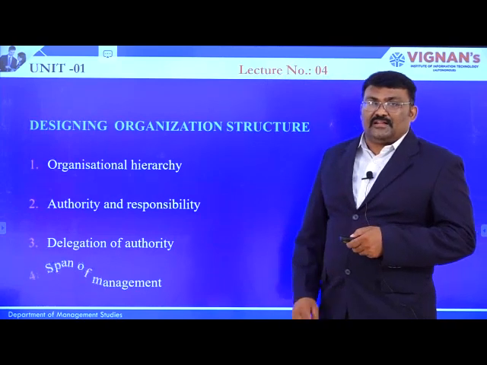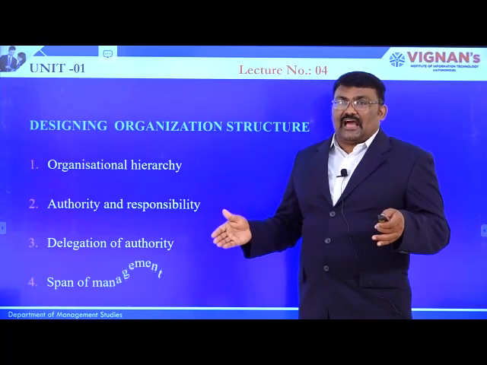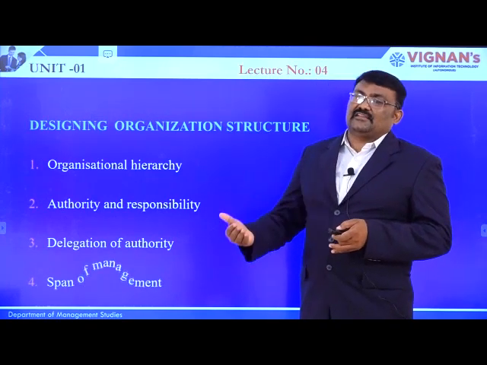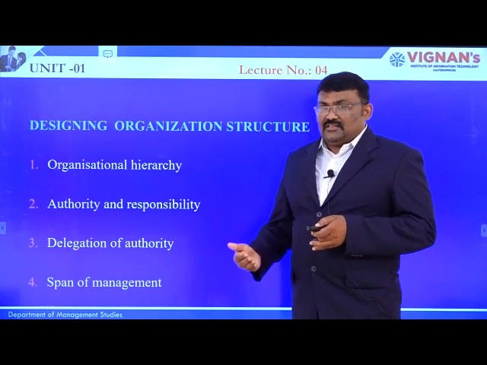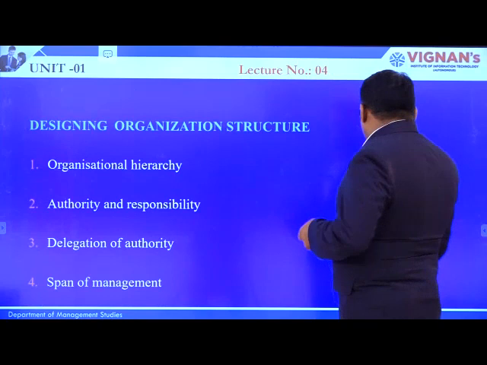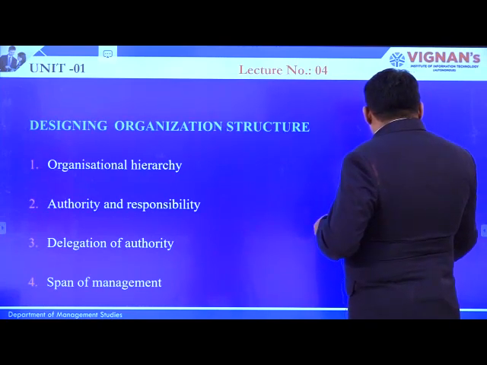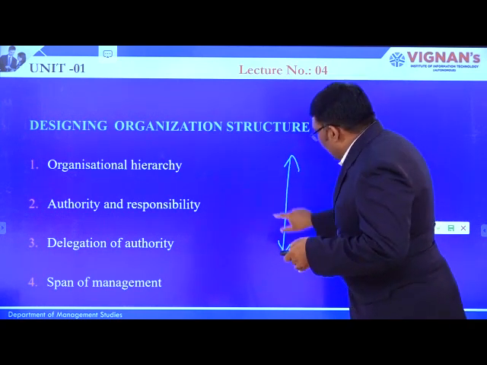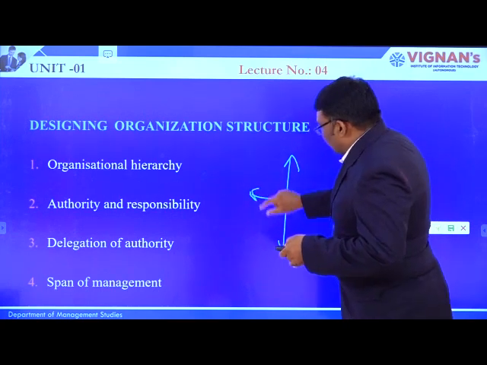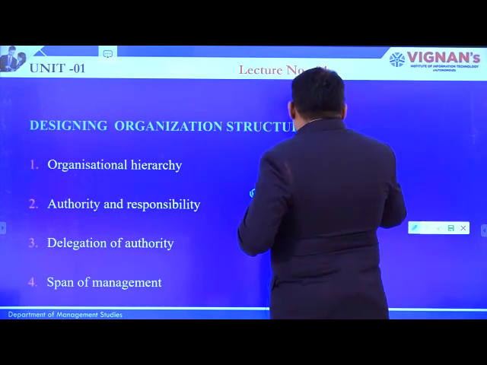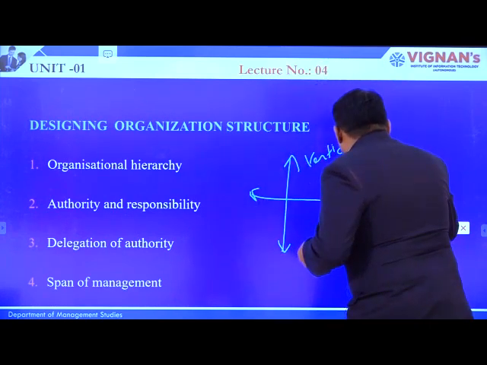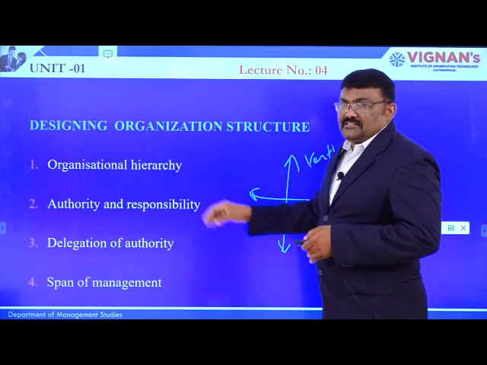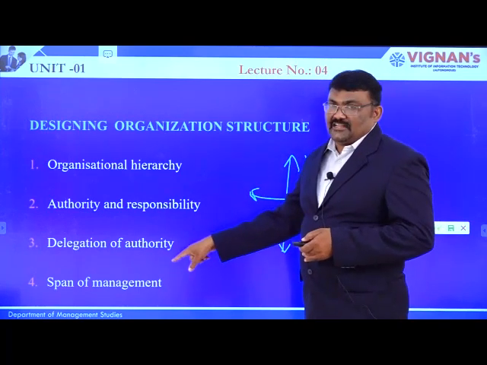Under the span of management, it is about to what extent we have subordinates. Based upon that, the relationship will have an implication, because the relationship in a structure is at the horizontal as well as the vertical level. This is the vertical structure and this is the horizontal structure. The more the span of management is increased, the more the number of relationships will increase.